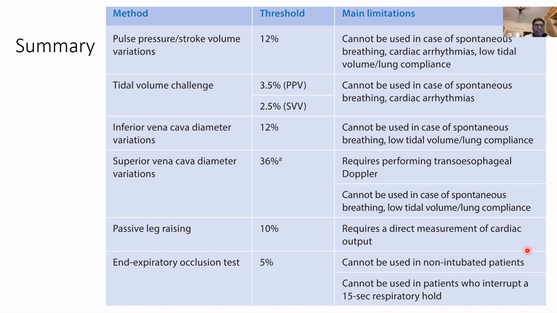So pulse pressure stroke volume variation threshold is 12%. Limitation is, as I told you, no spontaneous breathing, cardiac arrhythmia, it will not be effective. Tidal volume challenge of 2.5 to 3% for pulse pressure or 2.5 for stroke volume. It also has the same limitations, cannot be used in case of spontaneous breathing, cardiac arrhythmias. IVC diameters 12%, depends which parameter you're looking at. SVC variation 36%. PLR 10 to 15% change of cardiac output should be there, and expiratory occlusion has a threshold of 5% but falls within the error.